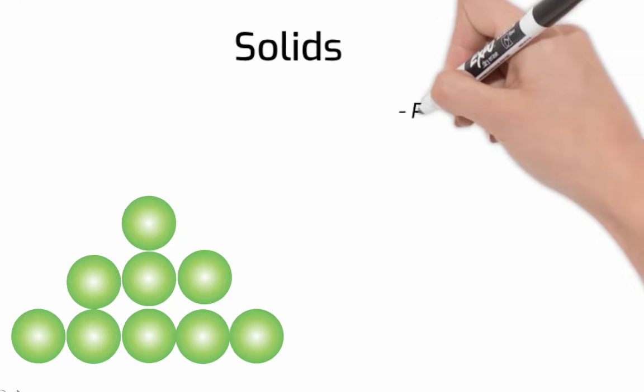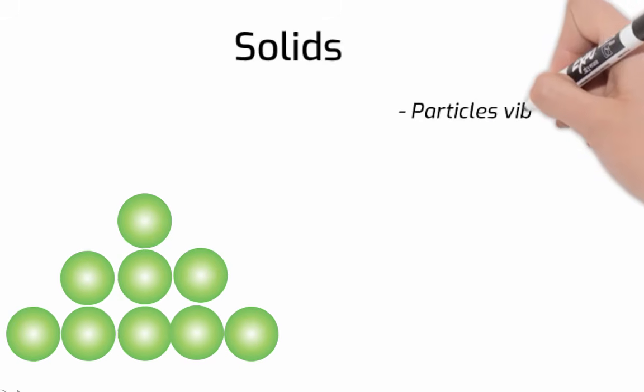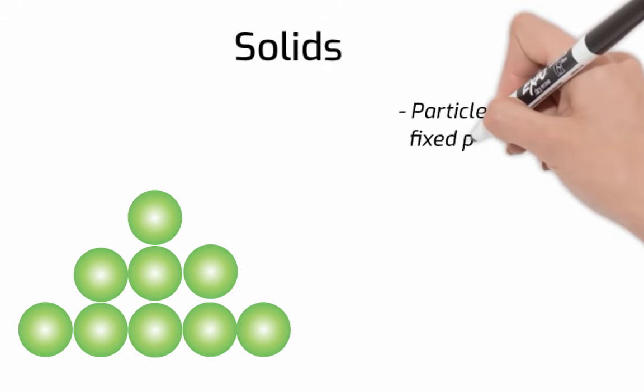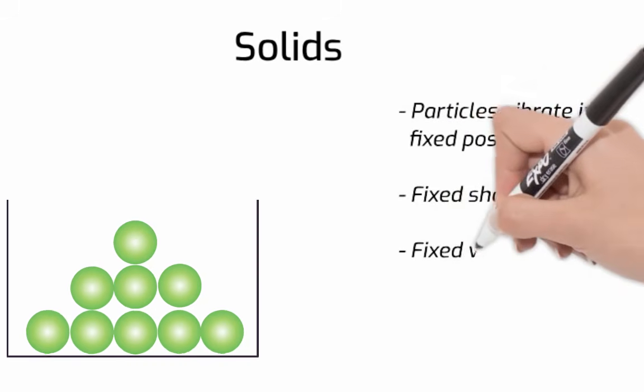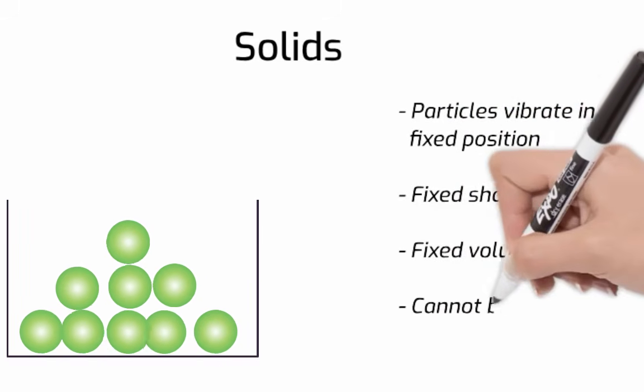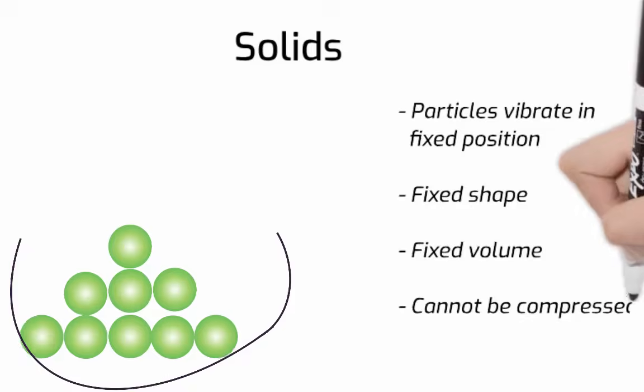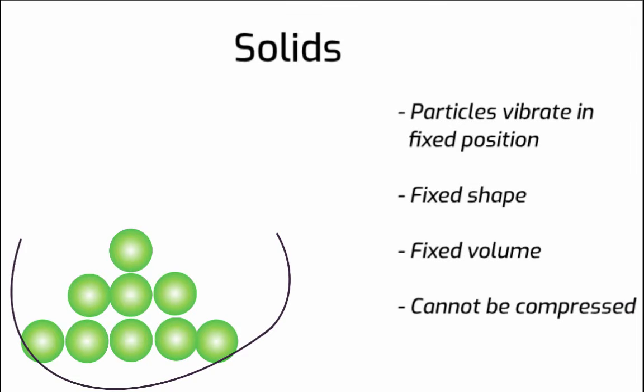In a solid, the particles remain in a fixed position and they vibrate. Solids have a fixed shape, meaning that whatever container you put it in, it will still stay the same shape. And solids also have a fixed volume. They can't be compressed, which means squashed.